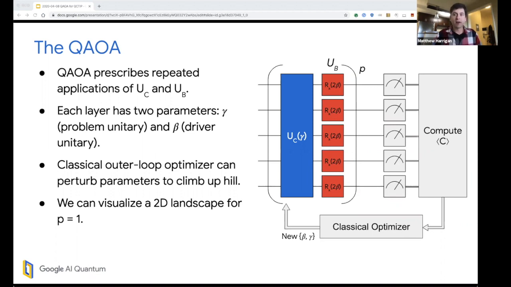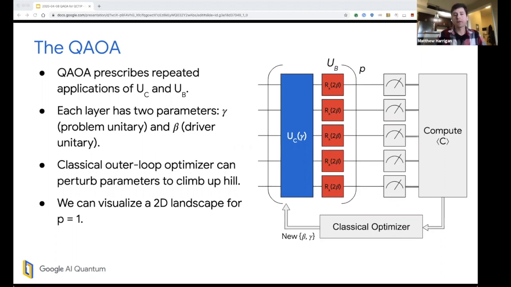And this is a variational algorithm. Each layer has 2 parameters, sometimes called angles, gamma and beta. Gamma parameterizes the problem unitary, beta parameterizing the driver unitary. And we could hook this up to a classical outer loop optimizer to suggest new parameters to improve the quality of our solutions, which here we'll typify by the expected value of the cost function, which we're trying to maximize.